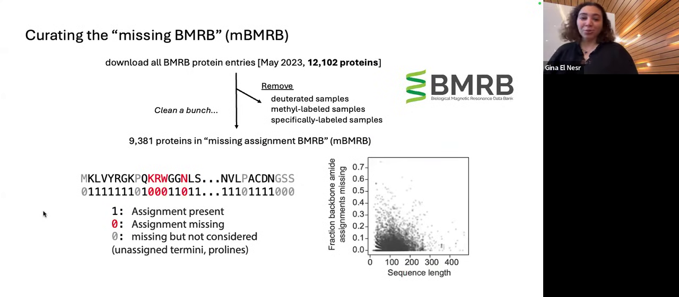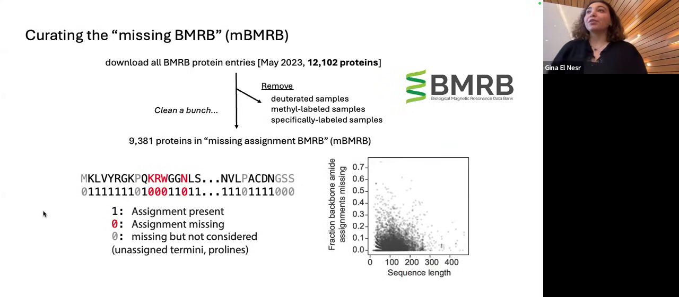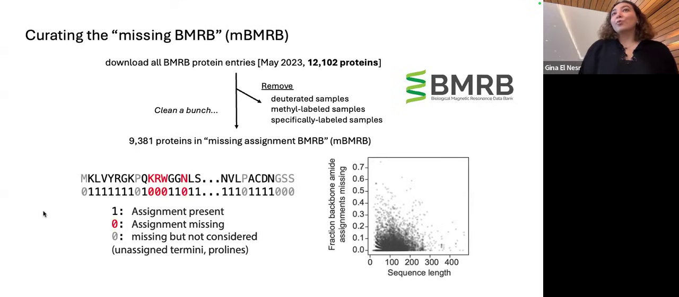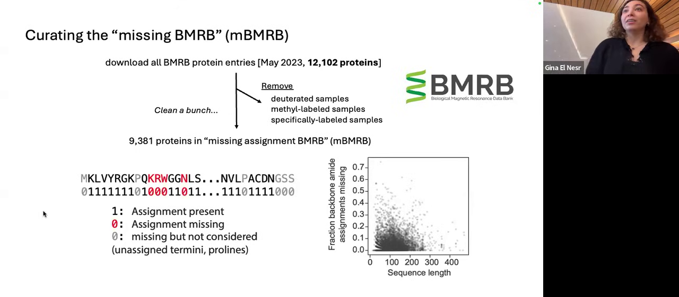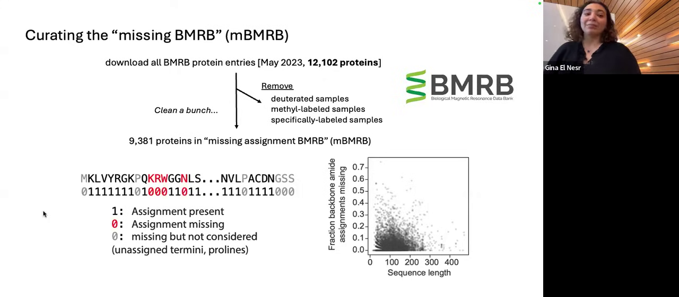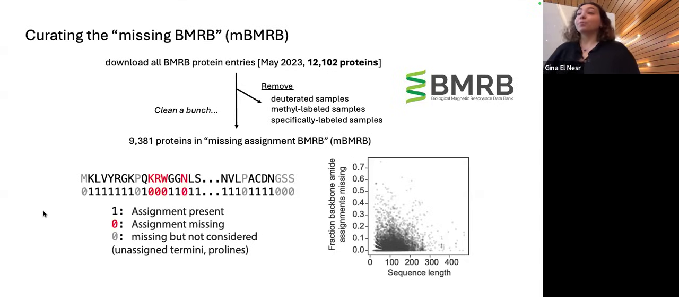So this was over a 2-year project, and there were 12,000 proteins at that time. We removed all of the different types of samples and experiments that might dilute our efforts. We cleaned a bunch. There's actually no curation standard like the PDB for NMR data, so we tried to clean and standardize it as much as we can, and we end up with 9,381 proteins in what we call this MBMRB.